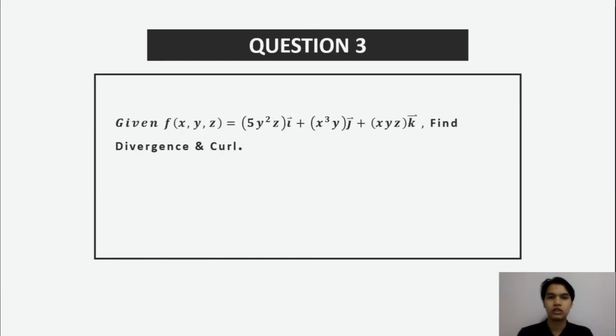Assalamualaikum warahmatullahi wabarakatuh. My name is Muhammad Aqeeb bin Abdul Razak and we'll solve question 3. Question 3 is: given the function F(x,y,z) equals 5y to the power of 2z for the i component, plus x to the power of 3y for the j component, plus xyz for the k component. Find the divergence and curl.